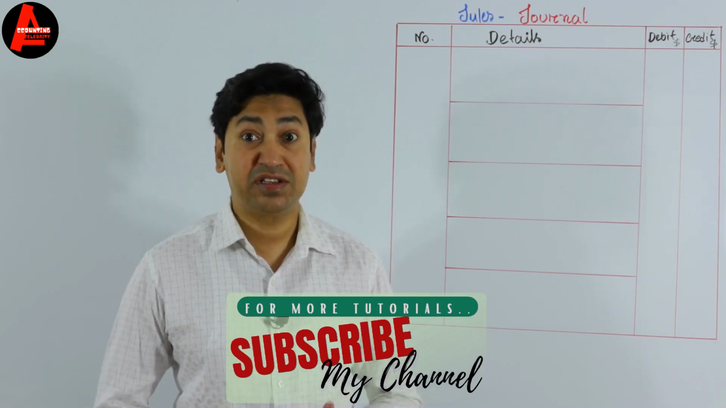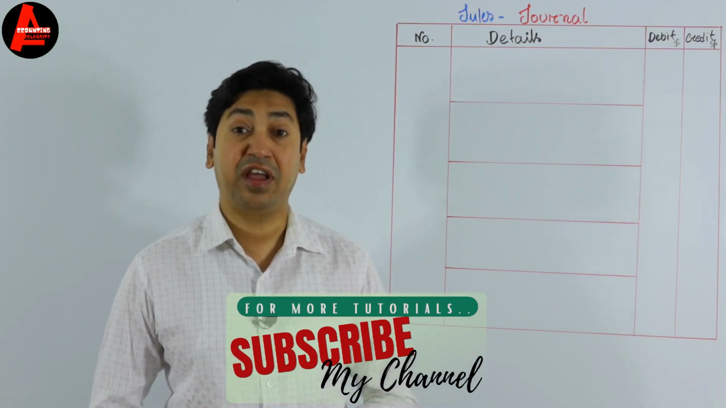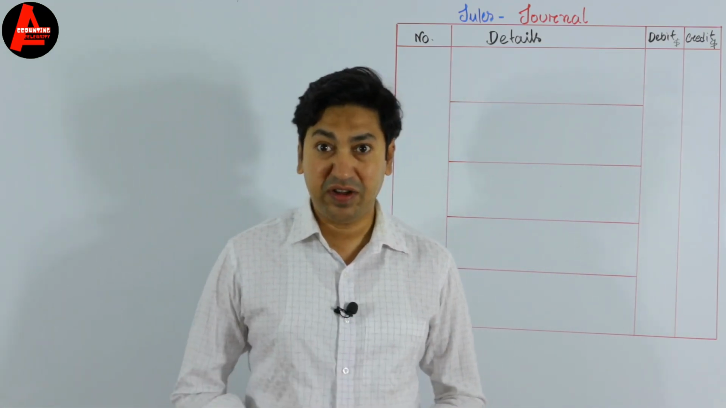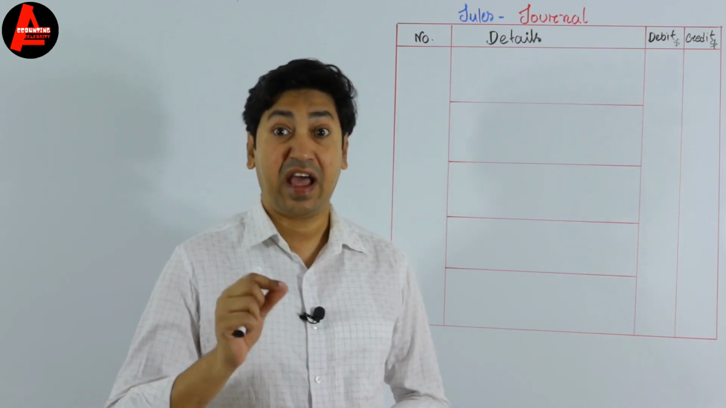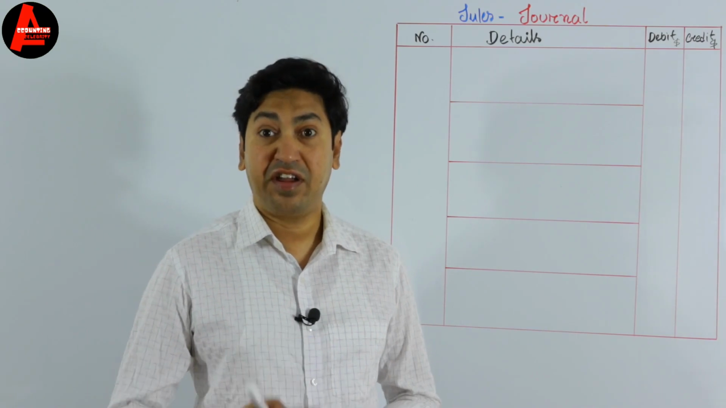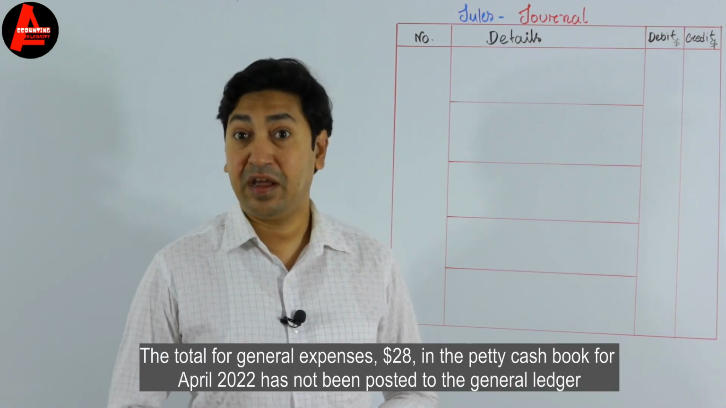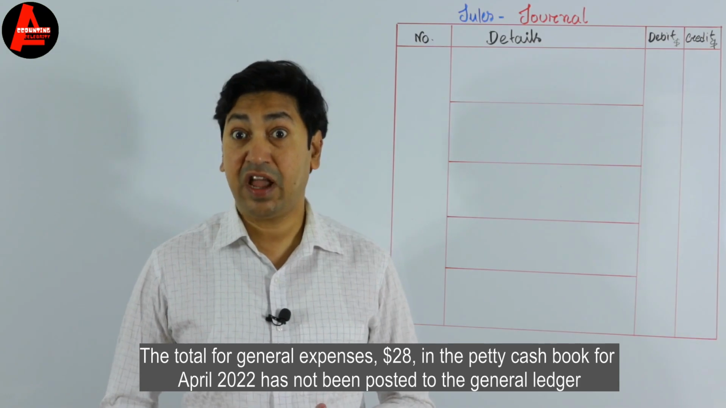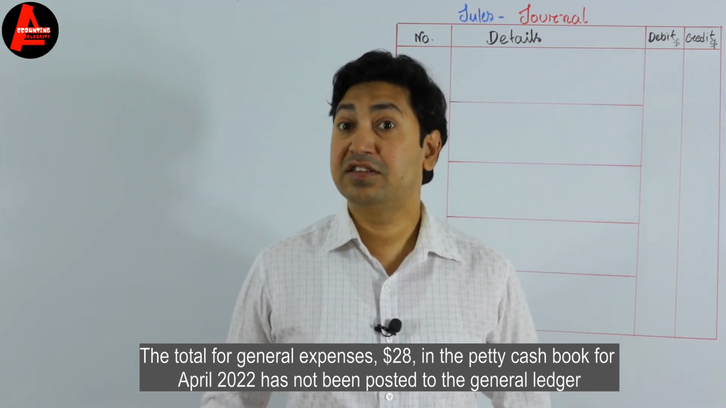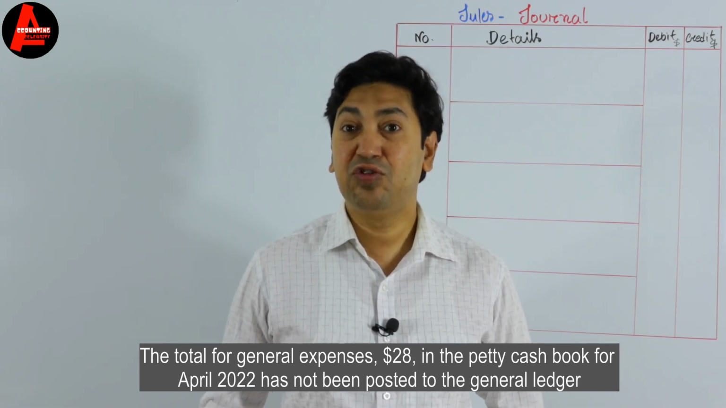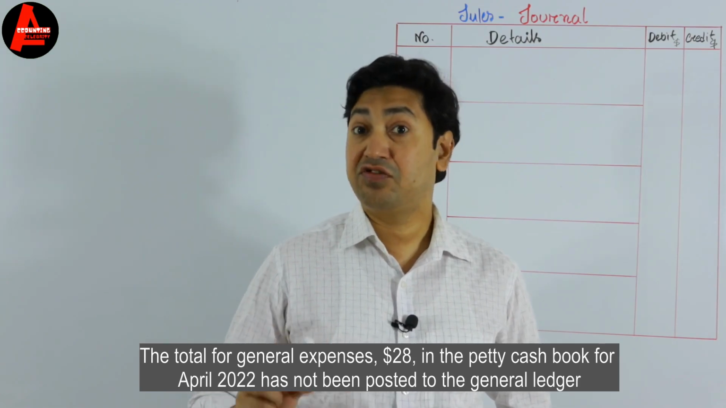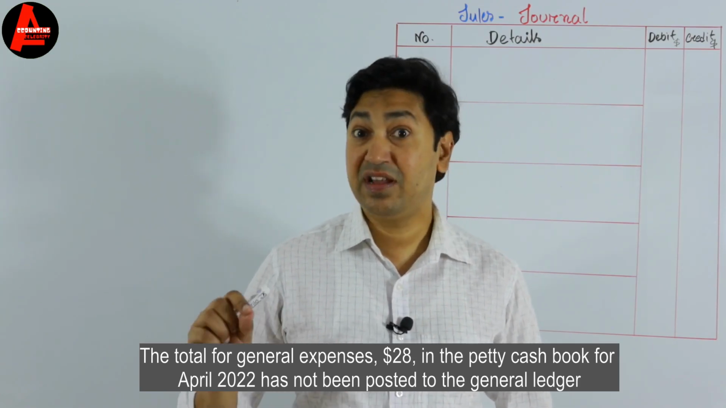So here obviously there will be a suspense. What is general expense? It is a nominal account. You know, it is an expense. So expense has a normal debit balance. So here general expenses will be debited. As it is not posted, now we will post it. So it will be debited and the suspense account will be credited. Why suspense? I told you, because for this error the trial balance won't be balanced, there will be a suspense.